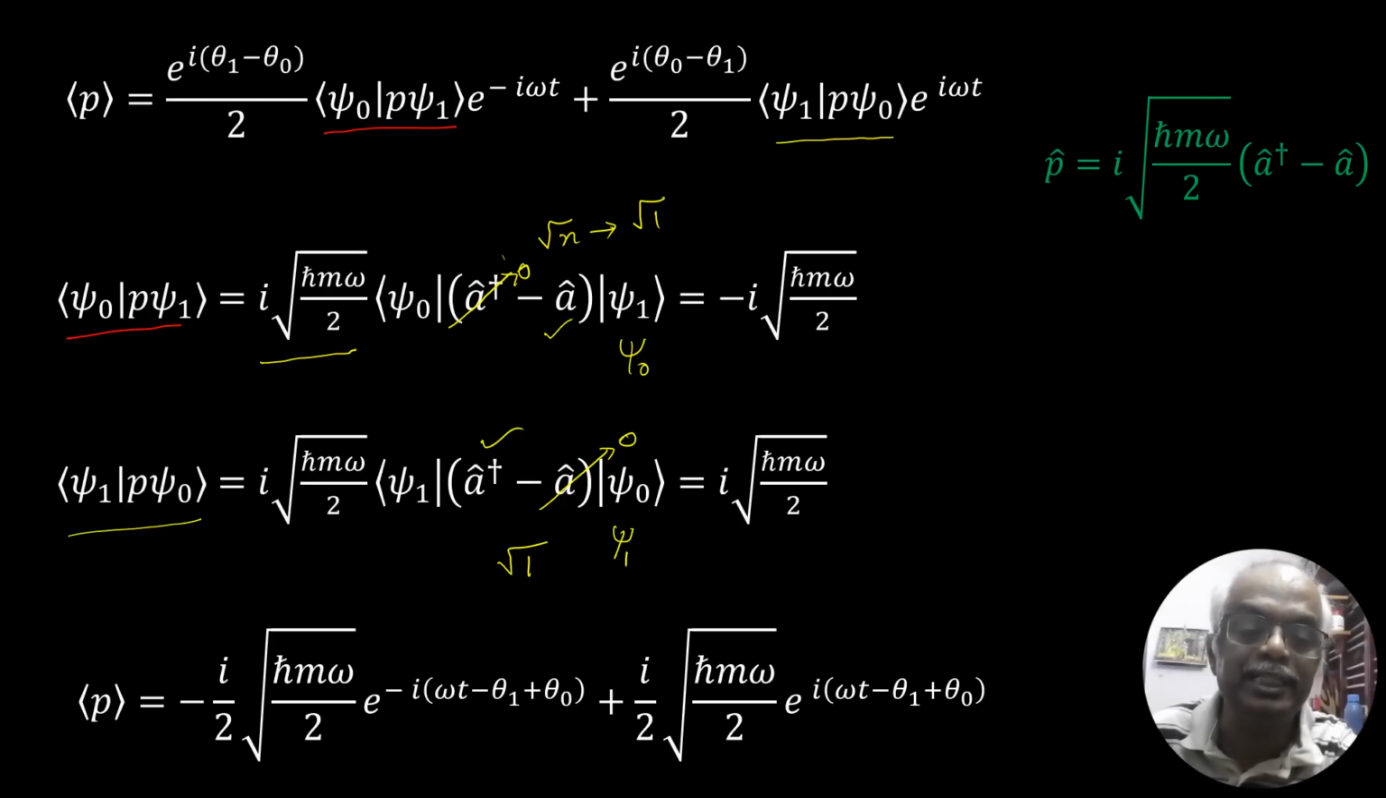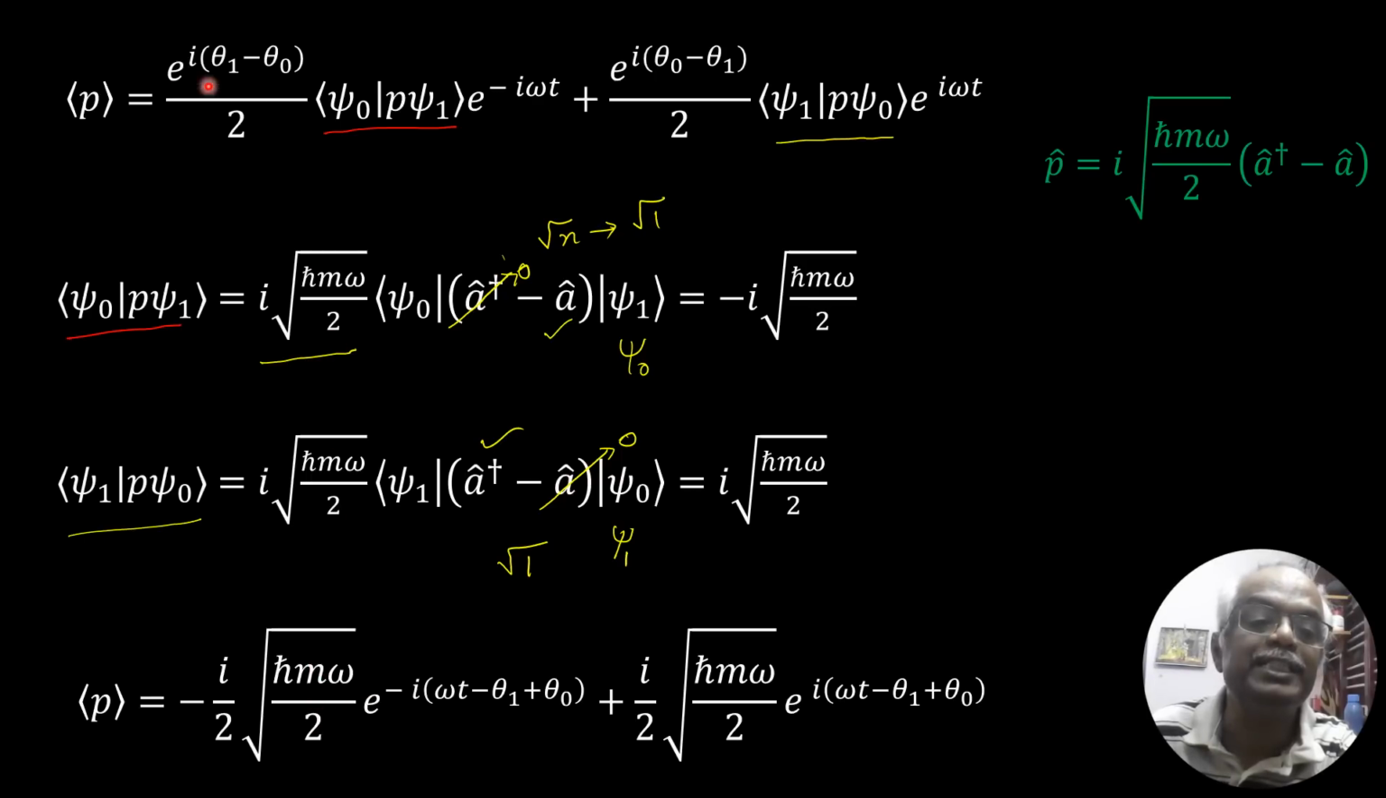Here the annihilation operator contributed, here the creation operator contributed. The inner product of psi 1 with psi 1 is 1. So naturally the inner product is equal to i times the square root of h cross m omega over 2. Now you replace here. In the first case, this inner product is minus i over 2, then the square root of h cross m omega over 2.